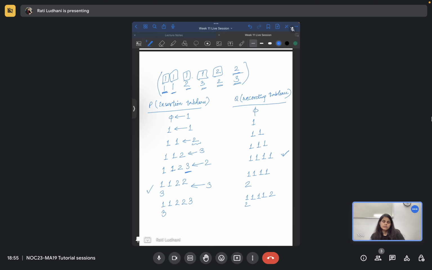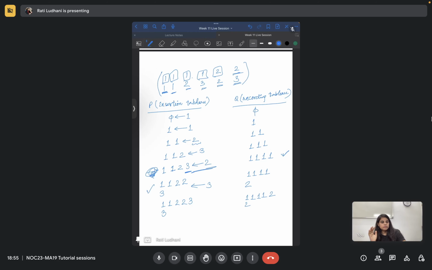So what we did at this step, you need to insert 2. Now what you will do, you will start with the first row. So there is a tableau. Now you're inserting 2, so you have to do the full process, this first row, second row, full process.